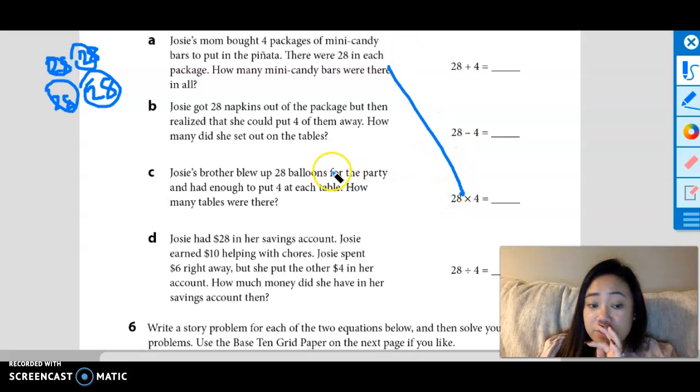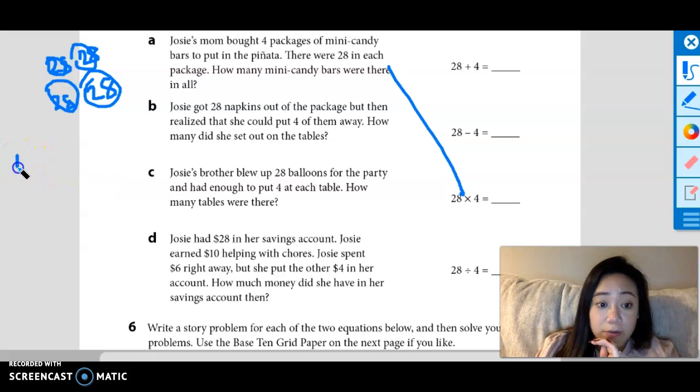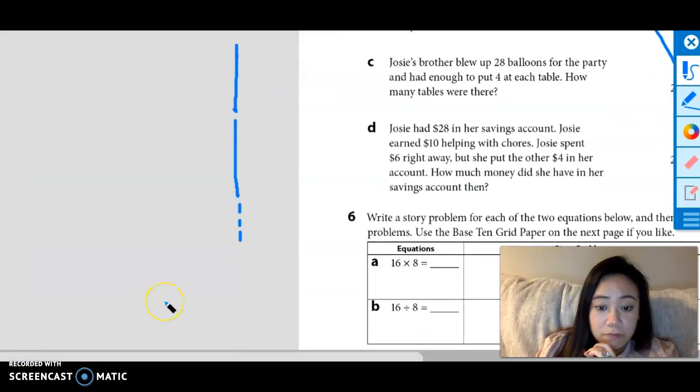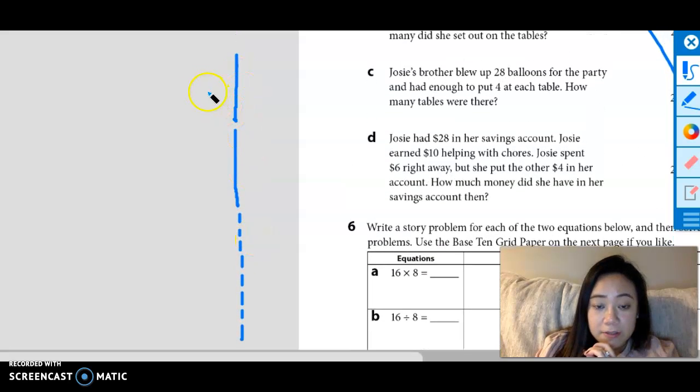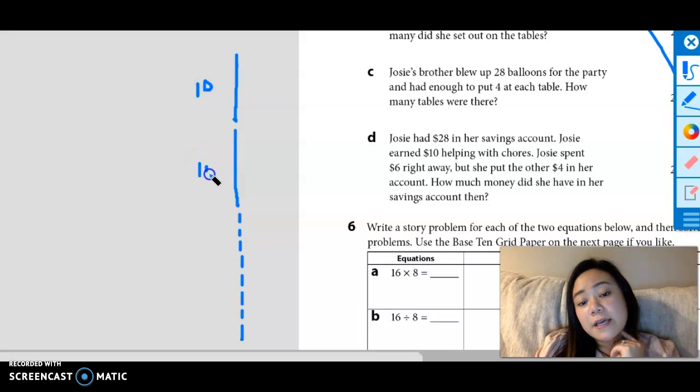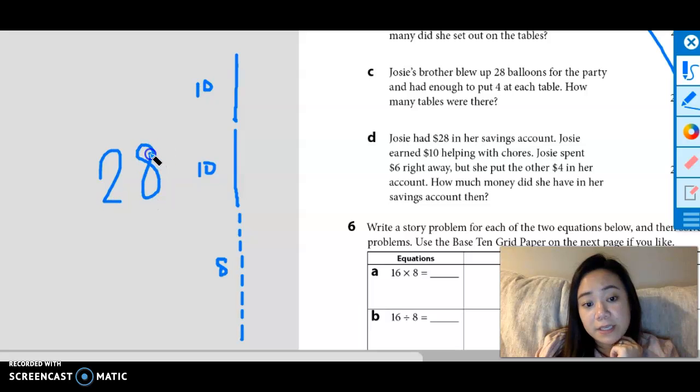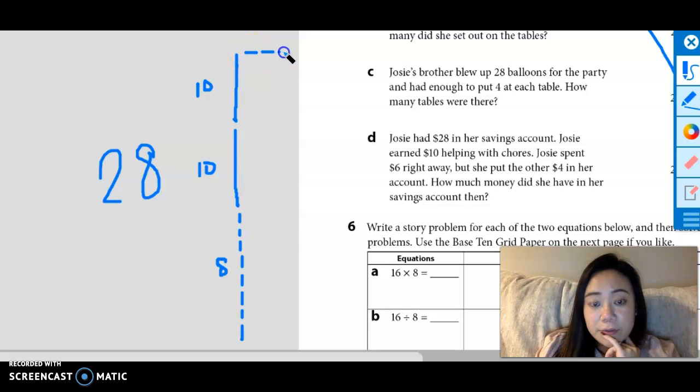So remember when we learned multiplication, we can do arrays. So we can do 10, 20, and then 1, 2, 3, 4, 5, 6, 7, 8. Okay, so that's 10, 10, and 8, which equals 28. So I'm going to write 28 big so you can see. And it was 4, right? 1, 2, 3, 4.